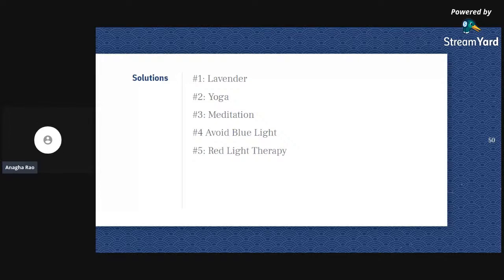Red light therapy. Red light therapy can actually help you fall asleep. It's not actual therapy, it's just when we use red light, because red light can stimulate melatonin. This is because red light has a lower color temperature. It can allow our body to ease naturally into sleep. It doesn't alter our internal clock, and it can improve sleep quality.